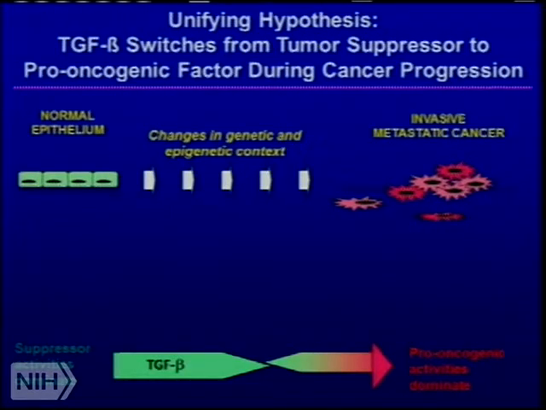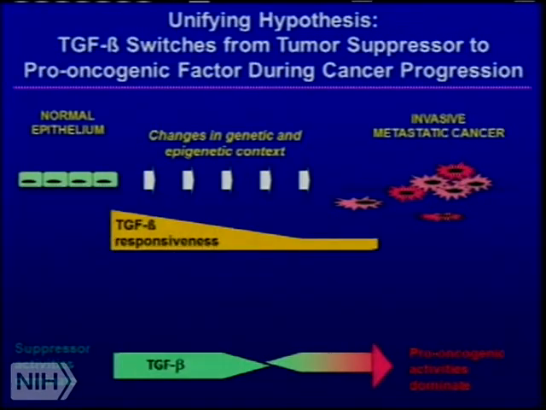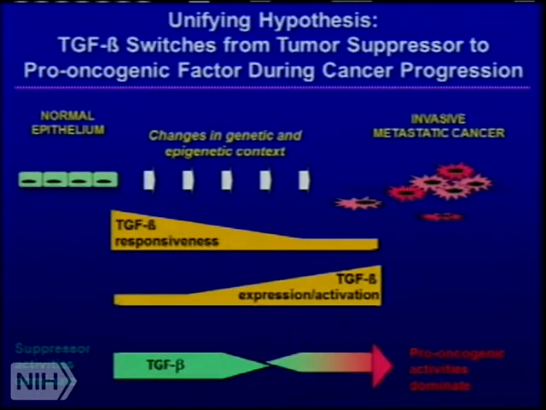Well, in normal epithelium, say in the lung, the tumor suppressor activities of TGF-beta predominate. And TGF-beta acts as a tumor suppressor. But as changes in the genetic and epigenetic context take place, the responsiveness to TGF-beta is lost, and the expression and activation of TGF-beta goes up as metastasis increases.